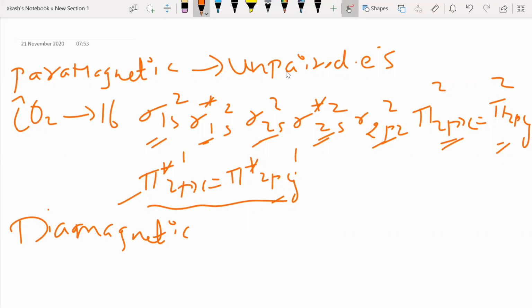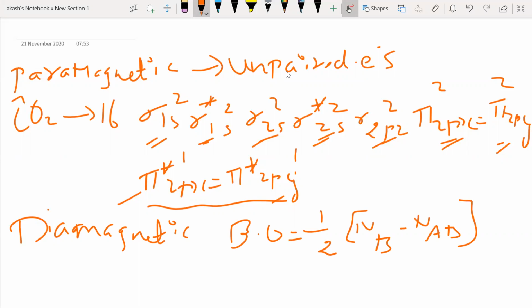And last, you have to know this. That is my bond order, BO. Now that's very easy formula. Half into number of electrons in bonding orbital minus number of electrons in anti-bonding orbital. That's it. Now, if you want to calculate the bond order for O2, you can calculate.